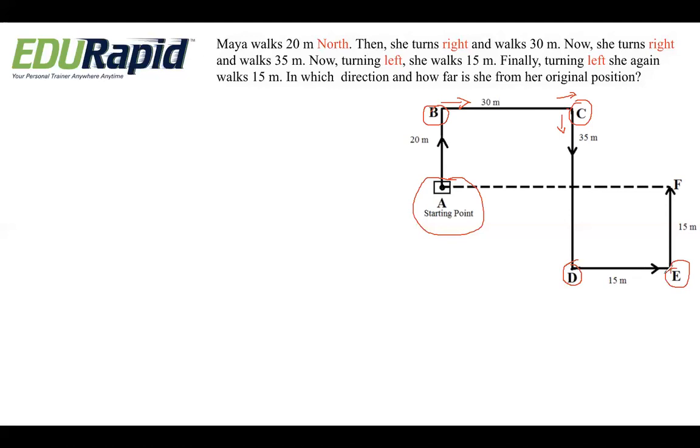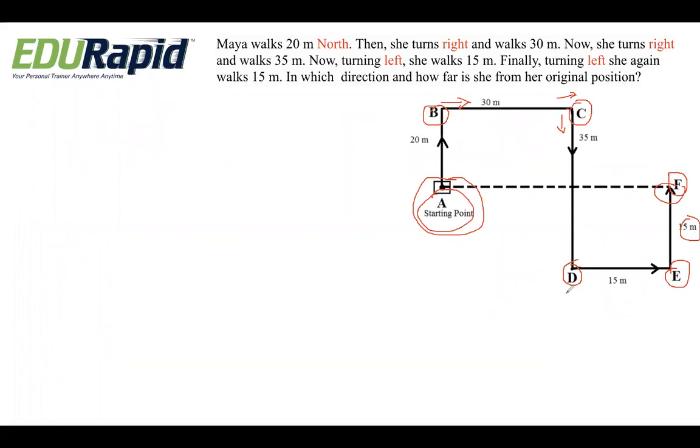Finally, when she reaches point E, she makes another turn. She turns left and walks 15 meters, and let's say she reaches point F. So what is the question asking? The question is asking in which direction and how far she is from her original position. This is the starting point, that is her original position. They're asking how far she is and in what direction she is.